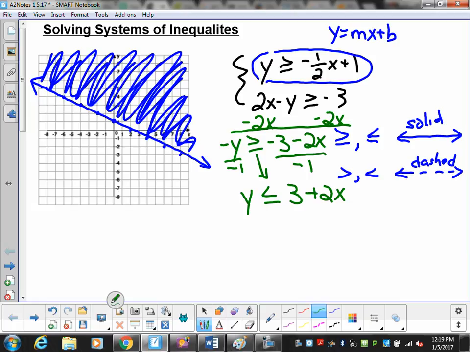So now we are in slope-intercept form. My y-intercept, or my b in this case, is 3. So I go up 1, 2, 3 and put a dot. And my slope is 2, which means I go up 2 and to the right 1, or I go down 2 and to the left 1. And just like the other one, it is a solid line simply because it's a less than or equal to symbol, and so the equal to piece makes it a solid line.